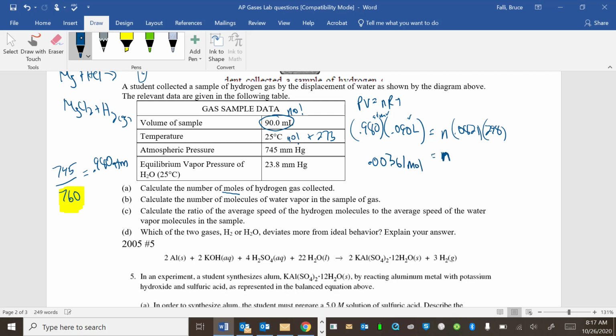0.00361 moles. That number seems really small, so I'm going to run it again. 0.98 times 0.09 divided by 0.0821 divided by 298. I got the same thing twice, so I believe it. Okay, so there's A. Calculate the number of molecules of water vapor in the sample of gas.